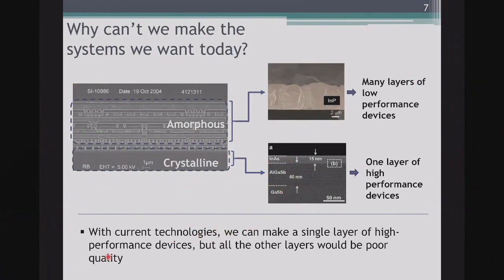If we take these same materials approaches that make these really nice layers of high quality semiconductors, and we try to do it on top of this, this is what we get. Now, this looks worse than this, and it is. That's fundamentally what it comes down to. You can't use the standard state-of-the-art growth processes to be able to make these multiple layers.